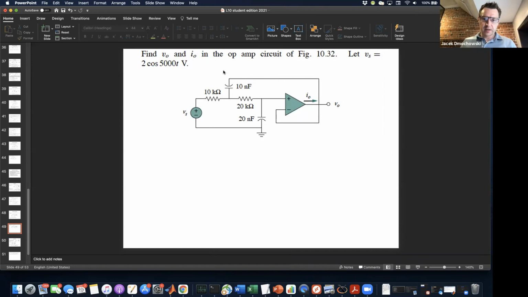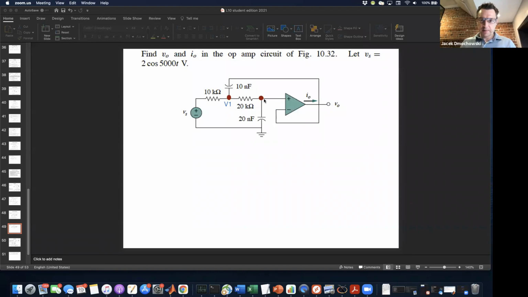First thing to do here is to look at where you're going to apply your KCL. So there are two nodes here that are very important. This here, we're going to call V1. And this here, you may be tempted to call V2, but it's actually equal to V naught. The reason is that, because of this follower configuration, V naught is the voltage over here, which we know from the ideal op amp assumption is also the voltage over here.